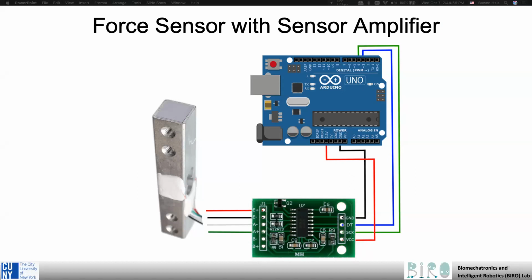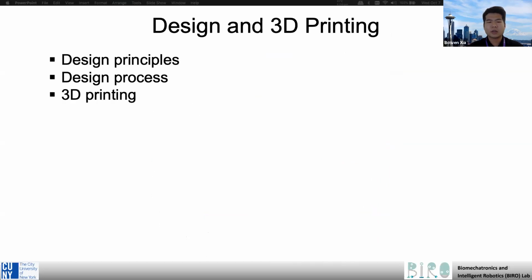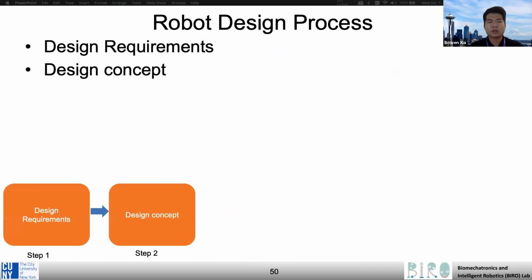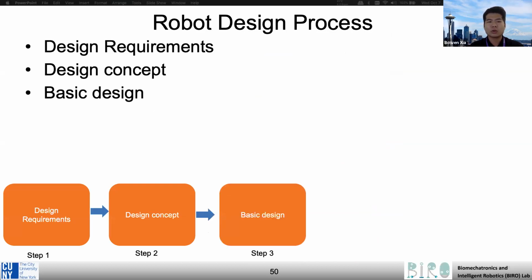So in regards to 3D printing, you said you can supply us with the parts as well. Can you give us the files sooner than you intend to, so we can see if we want to adjust them in any way, shape, or form? Well, actually, about that, we'll talk about that just about now. So the design of 3D printing, the robot design process would be design requirements. You know the design requirements, you have a design concept, and then you do a basic design.